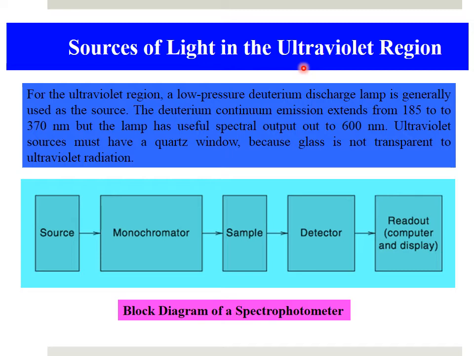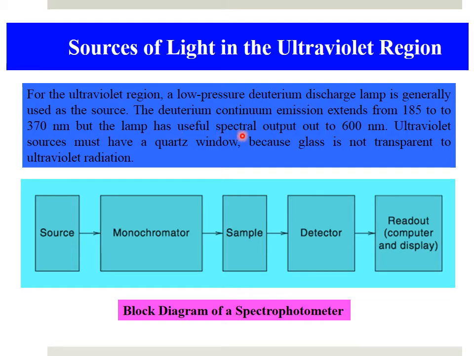Next we have sources of light in the ultraviolet region. For the ultraviolet region, a low pressure deuterium discharge lamp is generally used. This is the source of light in the ultraviolet region. The deuterium continuum emission extends from 185 to 370 nanometers. So you can see that deuterium gives continuum emission from 185 to 370 nanometers, that is below the visible region and in the ultraviolet region.